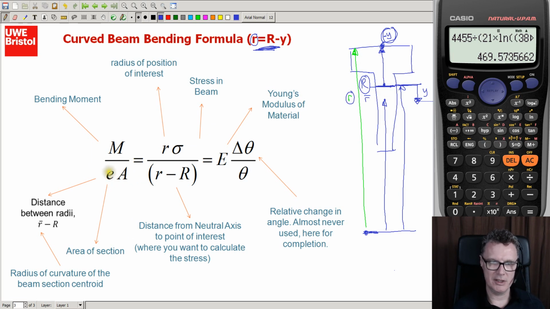And what about this E term? The E term here is this little distance. That's the difference from the centroid to the neutral axis. So we've got a little bit of distance there, and that, in my case, will be a negative value.